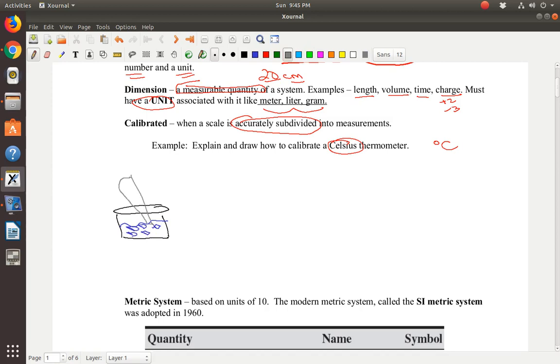And wherever the mercury rises, and mercury is kind of a silver looking metal, wherever it rises to, as it's stuck into that cold water, I'm going to mark on that spot. Okay, that's our first fiducial point. And that spot is going to be 0 degrees Celsius. 0 degrees Celsius, that spot.